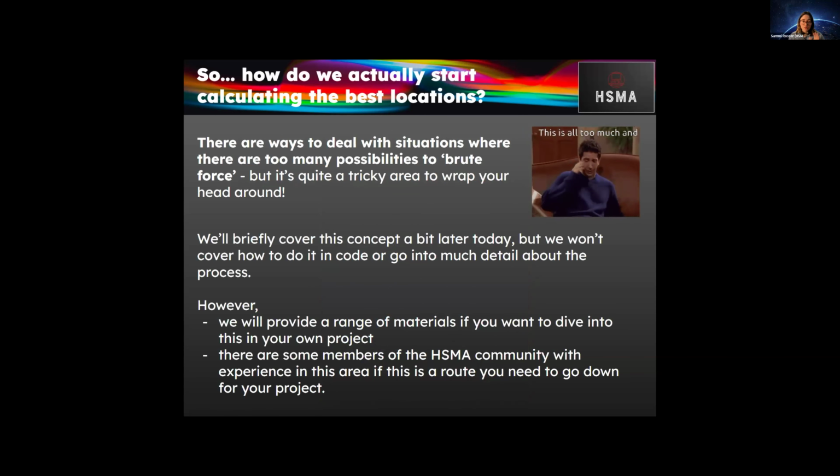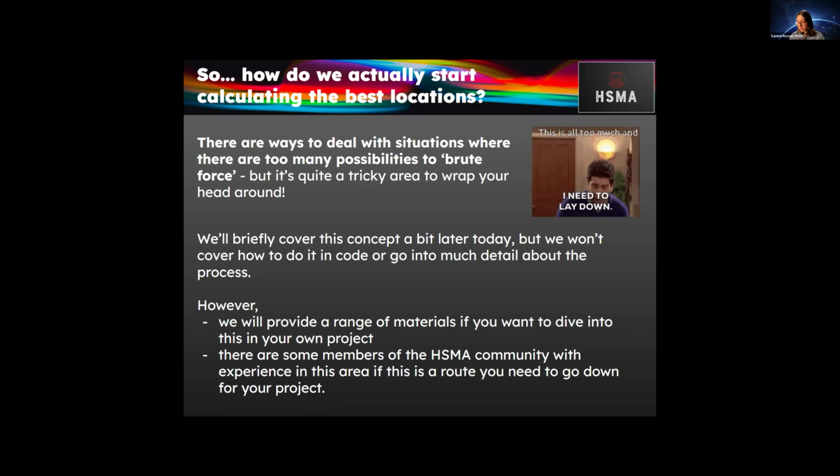So there are ways to deal with these problems. There are ways to brute force them, but it is quite a tricky area to wrap your head around. We won't cover it in detail today, but I will provide the additional slides. We're not going to have time to go through the concepts around this today, and we won't go into detail in the course on how to go about this process. But we do find that people find this useful for their projects sometimes.